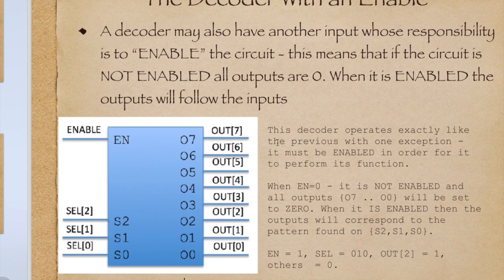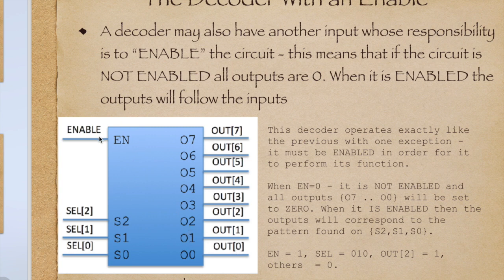There. So now we have a decoder, but this time with an enable. In this case, it's a 3 to 8 binary decoder with an enable. What this means is that, and you can study the right hand side, but I'm going to just walk you through it here. If the enable is a 0, because we know it's high active because there's no bubble here, that means the decoder is disabled. If the decoder is disabled, that means all of the outputs are 0.